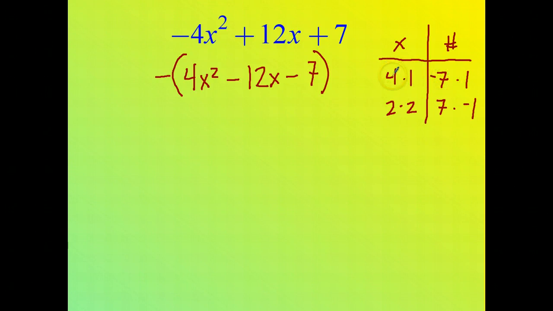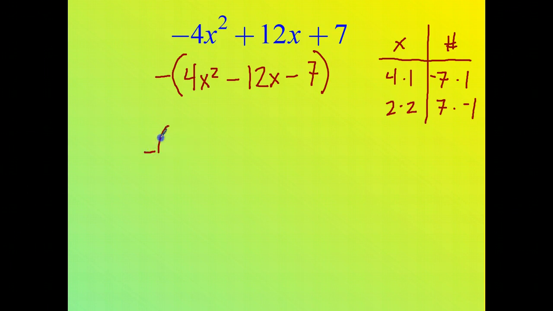So let's see, if we did 4 times negative 7, that's going to be negative 28, and then I'm going to have positive 1 and positive 1, so it's going to be negative 27. Well, that's way too much. Well, let's try this. What if I do 2 times negative 7? Well, that's negative 14, and then 2 times 1 is positive 2. Oh, that looks like it works to me.